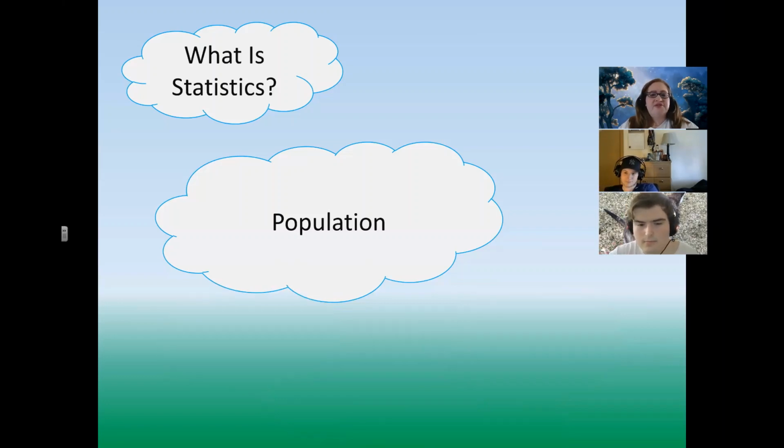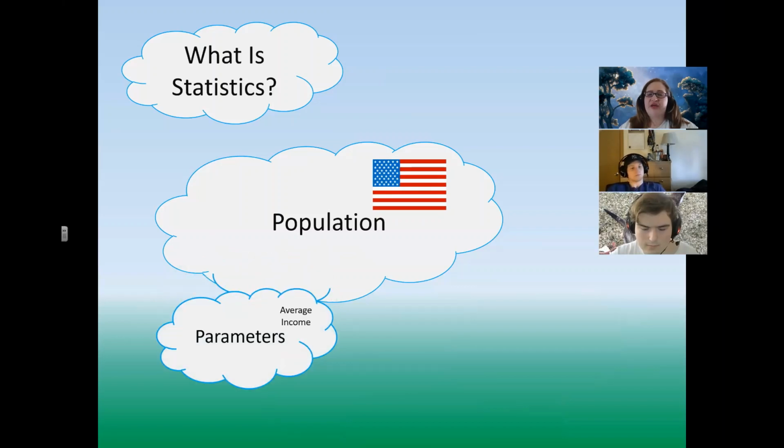Okay, so let's take a population. Let's take America. And I want parameters like the average income, average number of kids, average debt, average age, average education level, average people who are sick. All of these things I want to know about America, right? Which would be extremely helpful if you're running America.